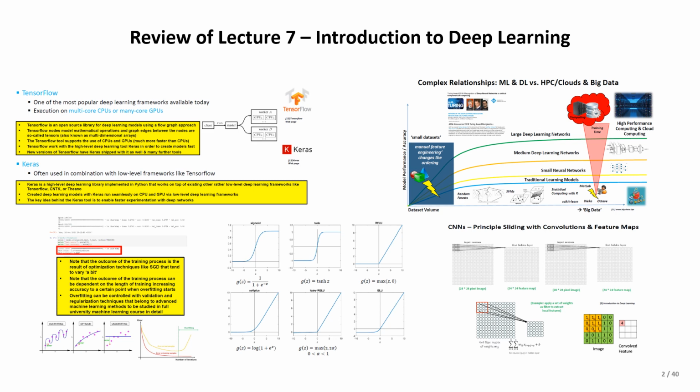In the beginning, let's have a review of lecture 7, which was an introduction to deep learning. Of course, you have the details on the slides of the course, and also the recording is available with a lot of description. The lecture presented the TensorFlow and Keras environment and PyTorch. You saw how the activation function works. Also, you learned about overfitting, underfitting, and why they are happening. Also, you saw a complex relationship between deep learning and high performance computing.